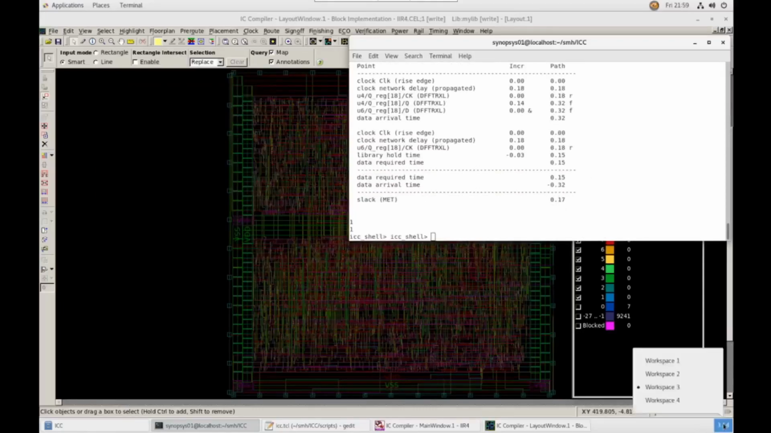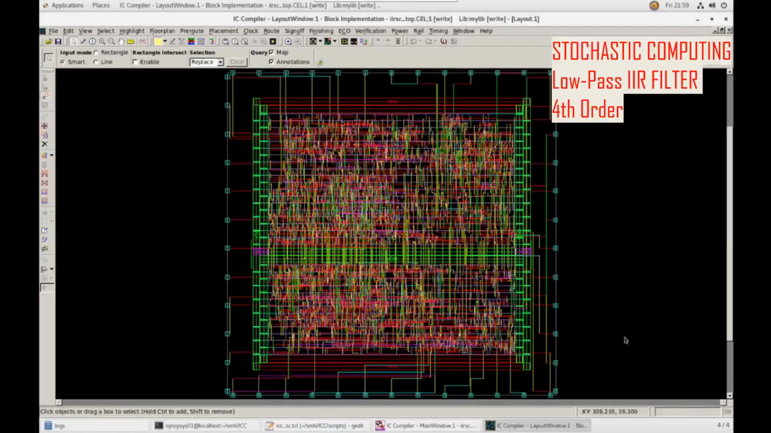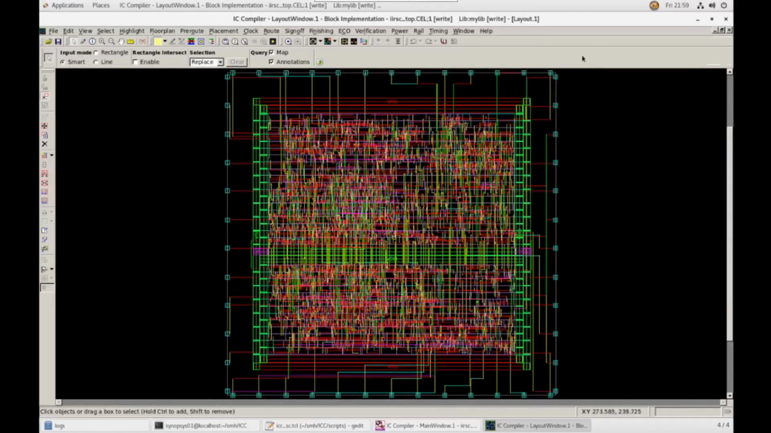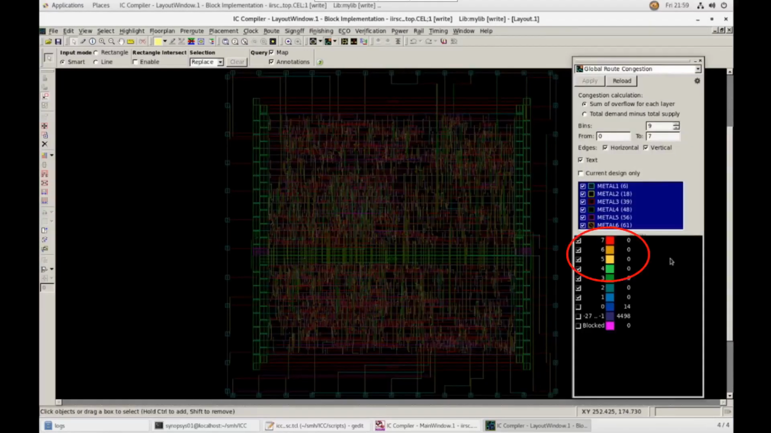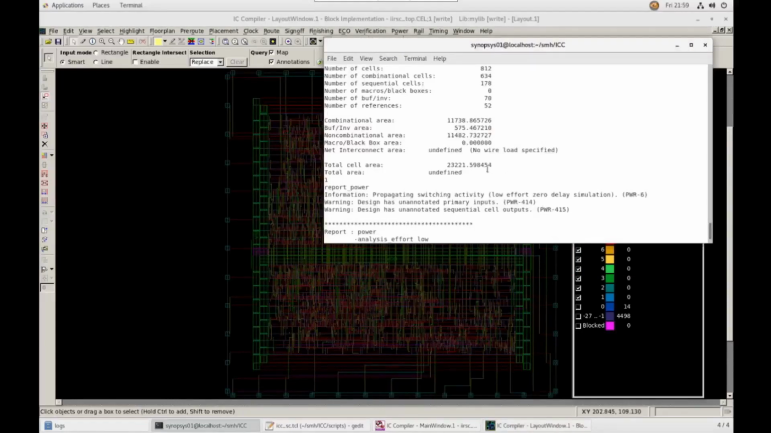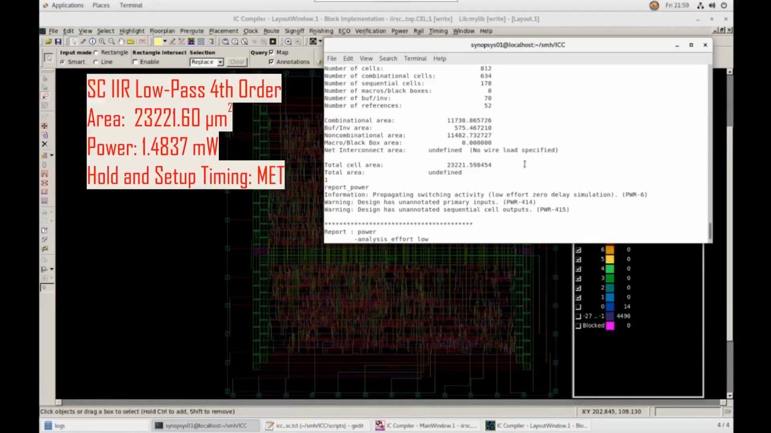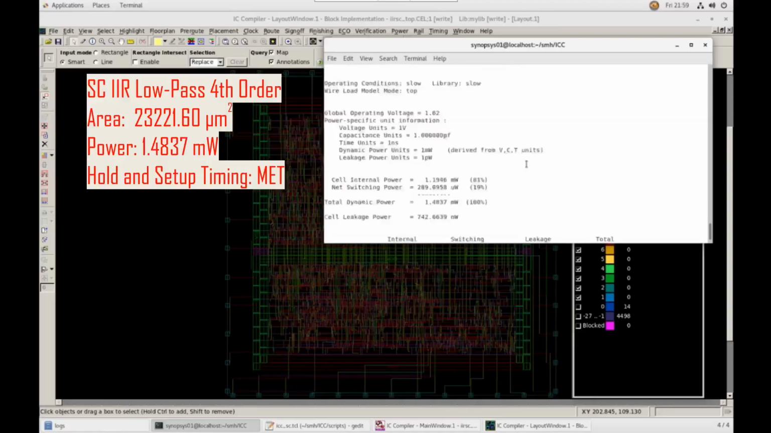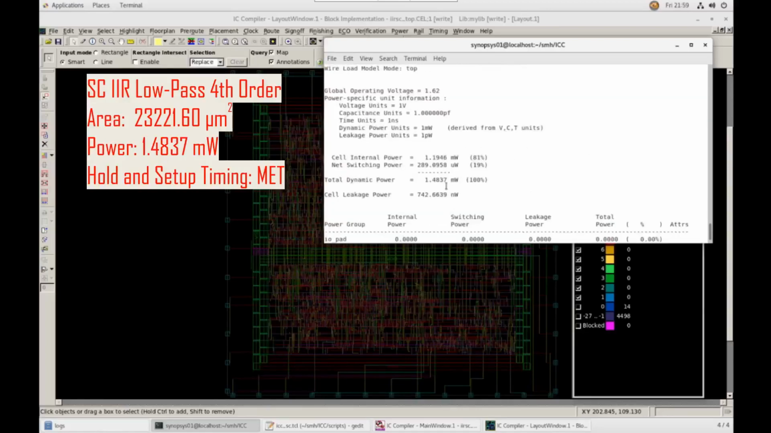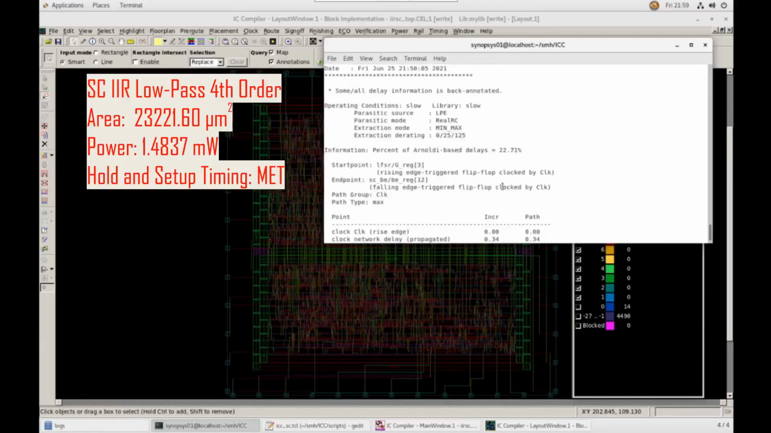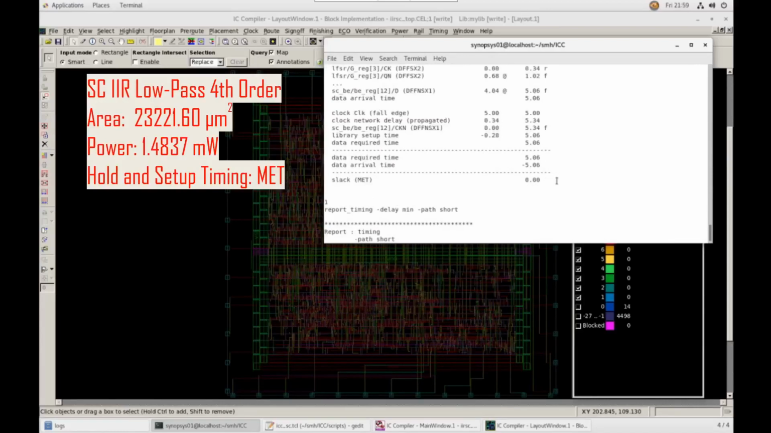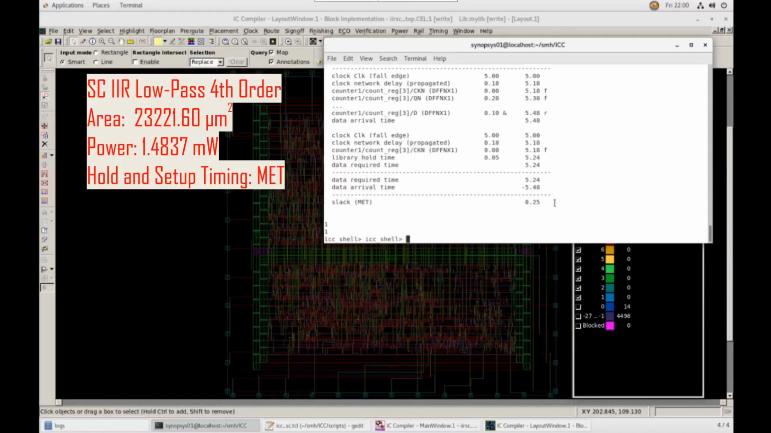So we'll look now at the SC IIR fourth order filter design. This would be the layout for the fourth order SC filter design, and the congestion is also the same. There's no high congestion here. So for the area, it will be only 23,000, and the power is only 1.4 milliwatts. The setup timing is also met, and the hold time is also met.